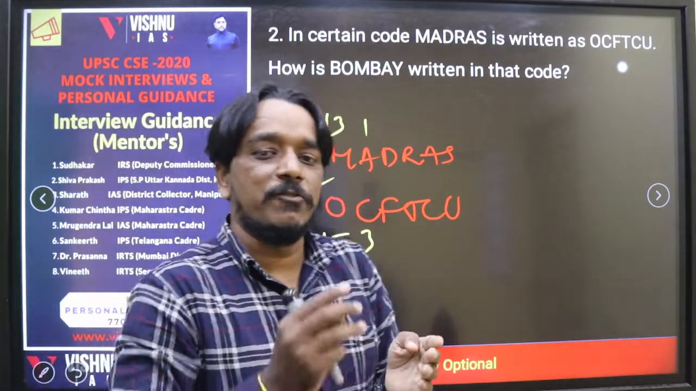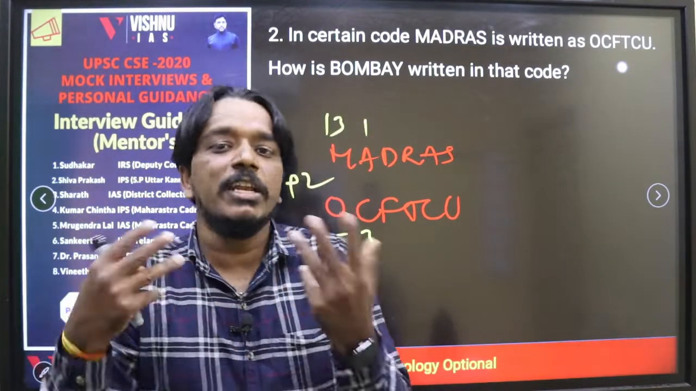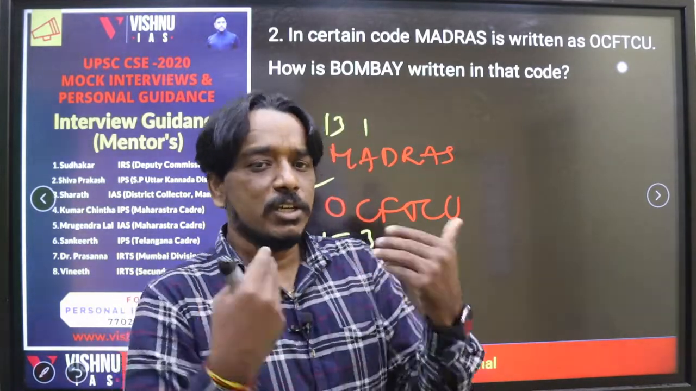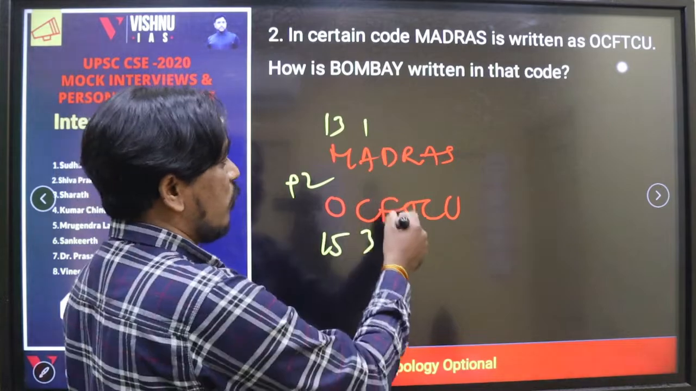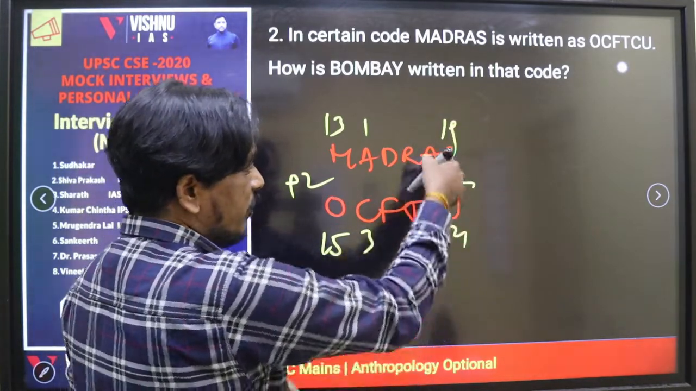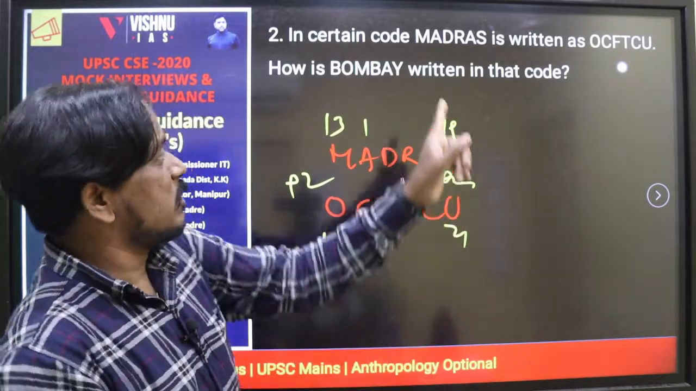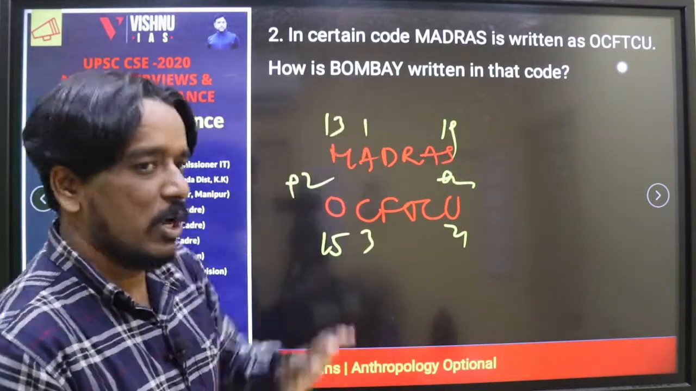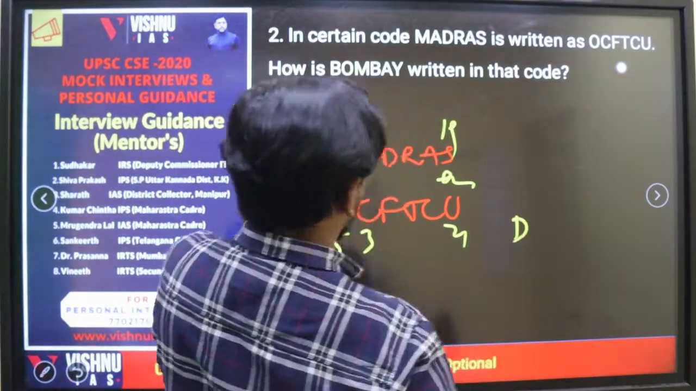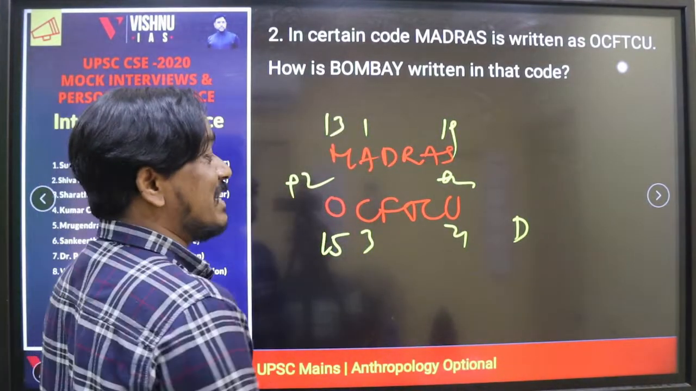So the examiner can frame plus 1, plus 2, plus 3, any number they can take. Always they don't give only plus 1, only plus 2, only plus 3. So we have to be ready for anything, we just have to observe the pattern. Even if you observe, 19 plus 2 is 21, so we have the same logic. Similarly apply the same logic for Bombay also. B is 2, so 2 plus 2, 4, we will get D. So O is 15, 15 plus 2 is 17.